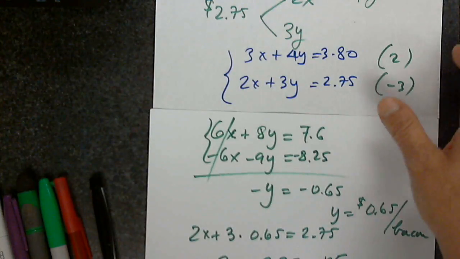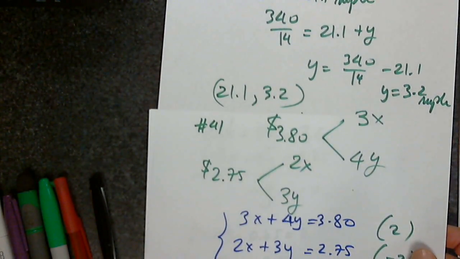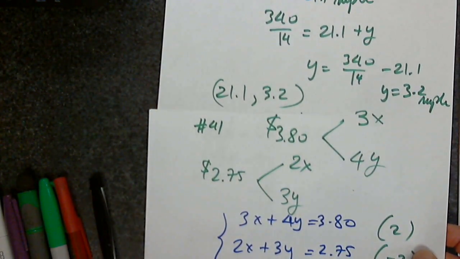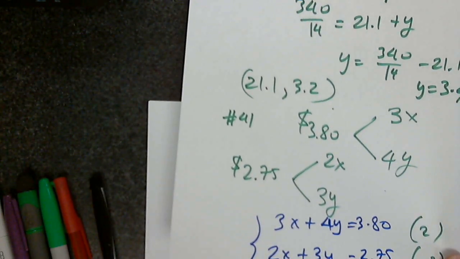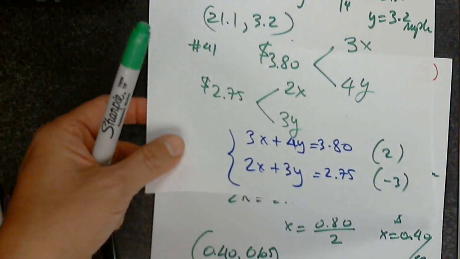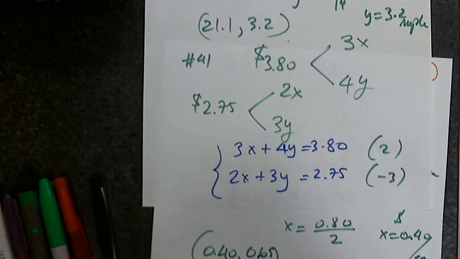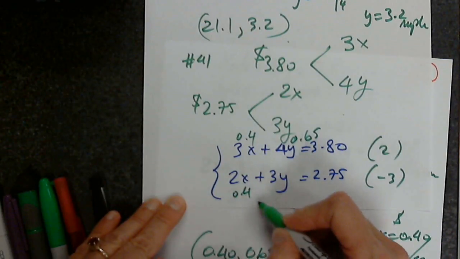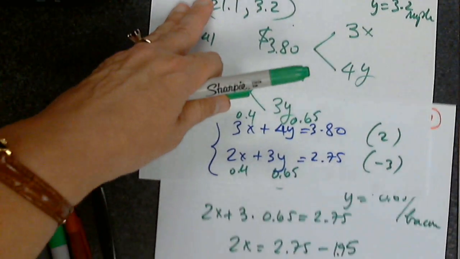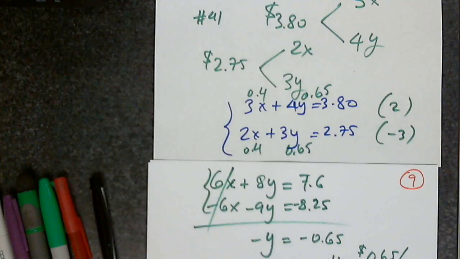Is that correct? Is this what you got? Okay. Do I have to go back and check? Did you check? Does it work? So I don't waste our time here. Yes? You checked? Okay. So we have to check. So this is 0.4 and 0.65. We always check, because it's very easy to make a mistake.